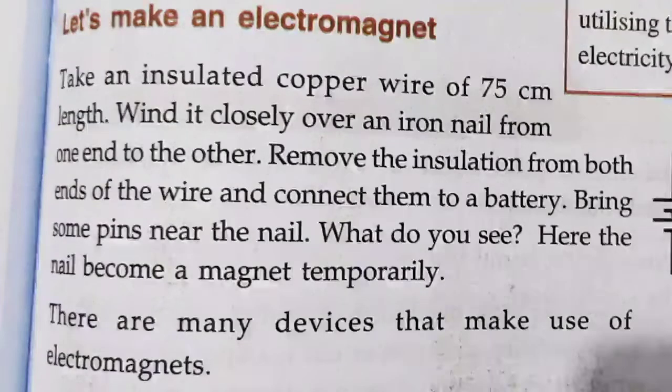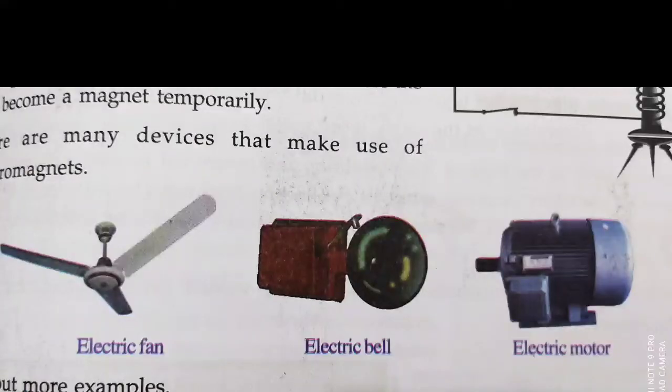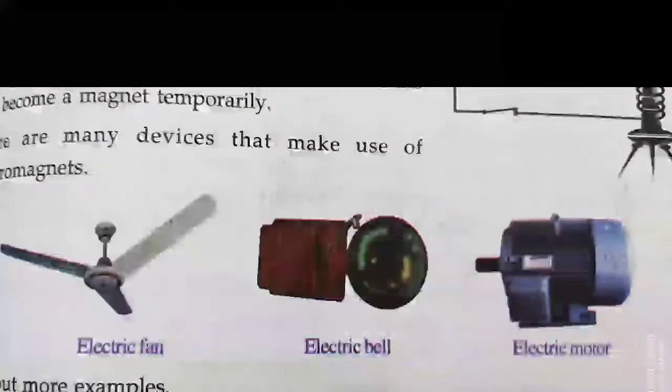There are many devices that make use of electromagnets. Electric fan, electric bell, electric motor are some examples.